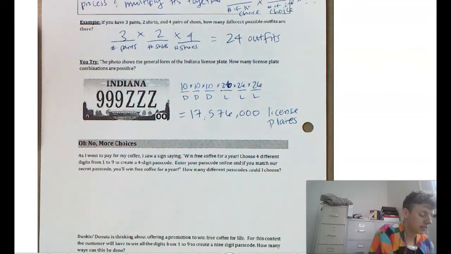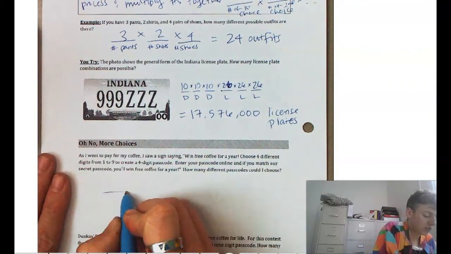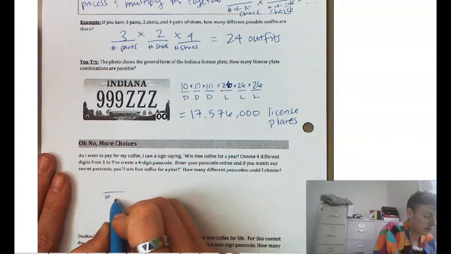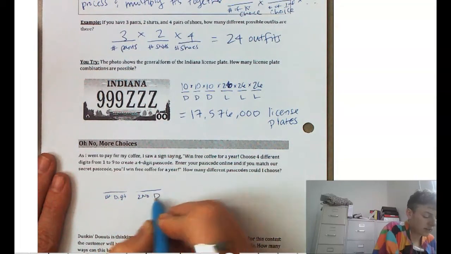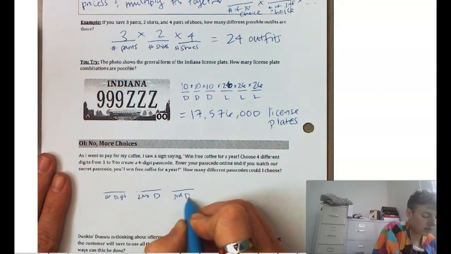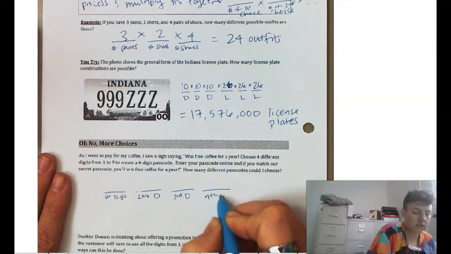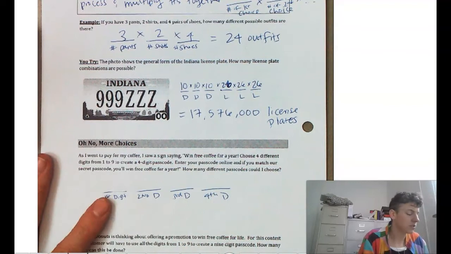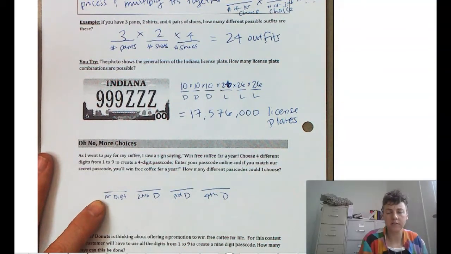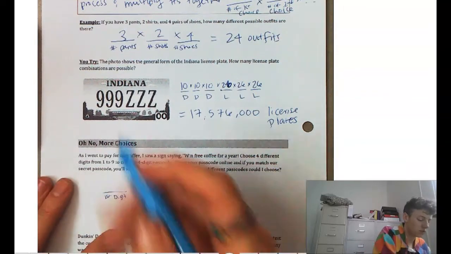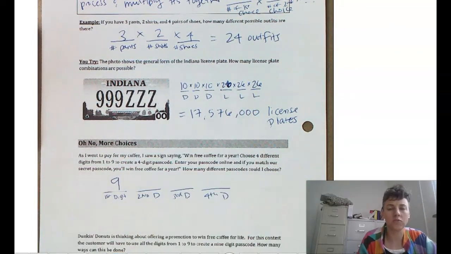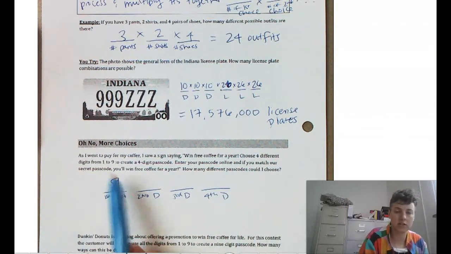Well, let's do the same kind of idea here. Our first digit, and second digit, and third digit, and fourth digit. How many different options do I have for the first digit? Well, I could do 1 or 2 or 3 or 4 or 5 or 6 or 7 or 8 or 9. So I have 9 different choices. But once I've chosen one of those digits, I can't use it again because it has to be 4 different digits.